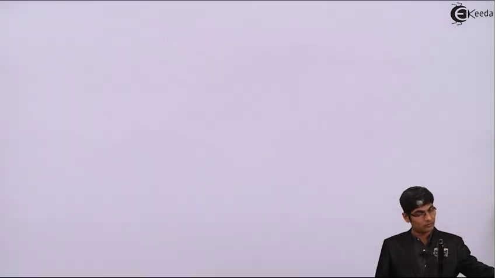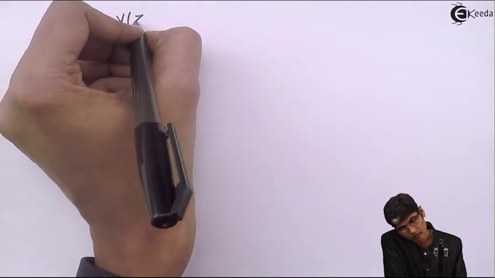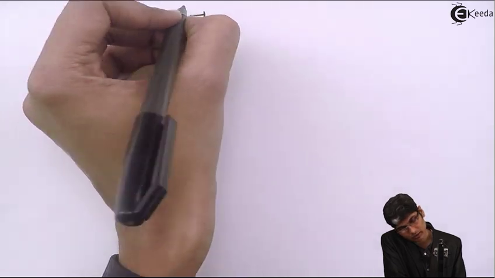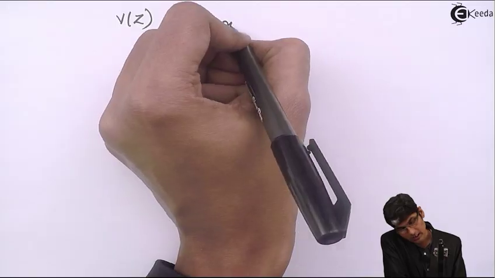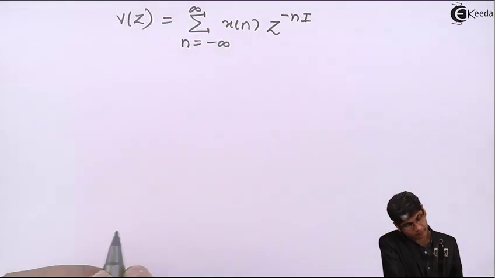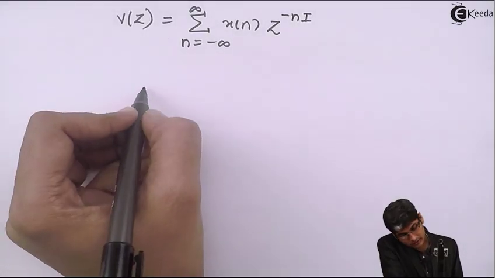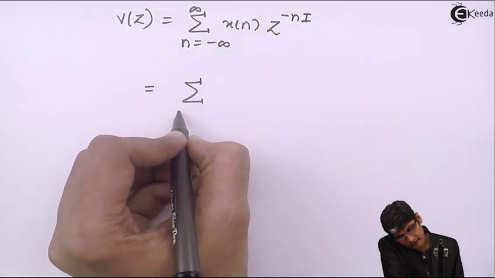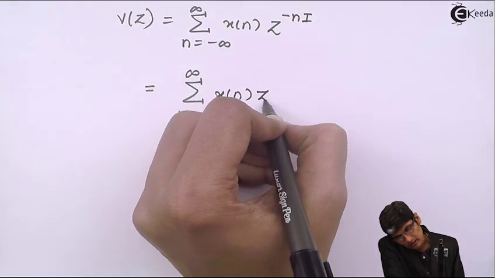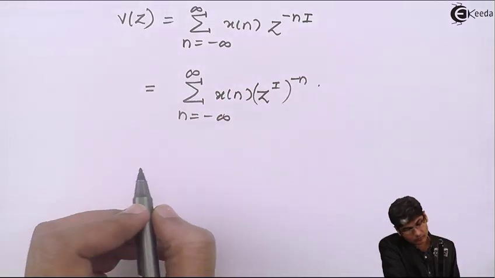Okay, now what is the definition of Z transform? So now I'll rewrite the equation: summation n goes from minus infinity to plus infinity, x of n z raised to minus n. Correct? So what I'll do is readjust the terms for z to get it in the form of z transform. I'll write it like this: z raised to I, the whole raised to minus n.